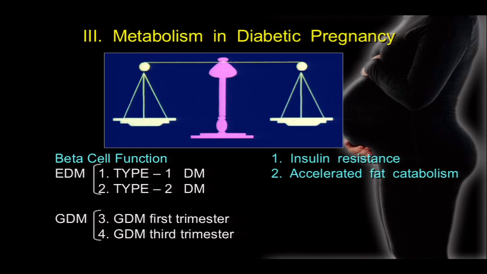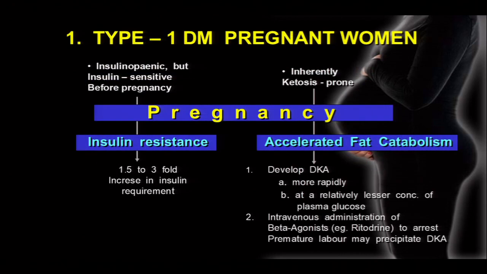Now, it is a question of balance between the beta cell function on the one hand and insulin resistance and accelerated fat catabolism of pregnancy on the other. You know that beta cell function is different in EDM and GDM. It is different between type 1 and type 2 diabetes. It is also different between first trimester and third trimester GDM. Now, let us see what effect it produces.